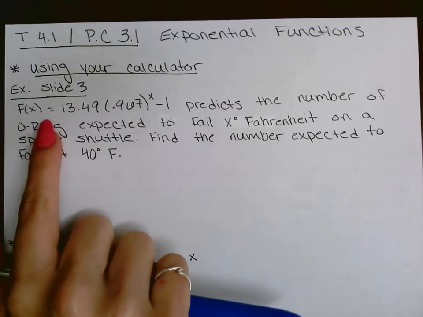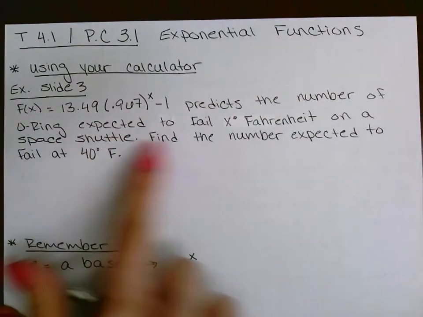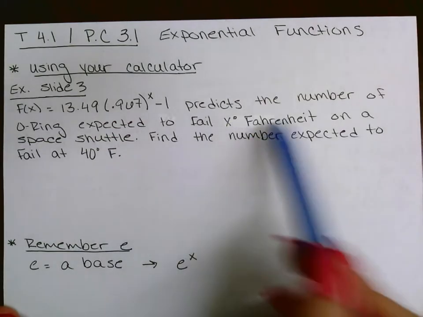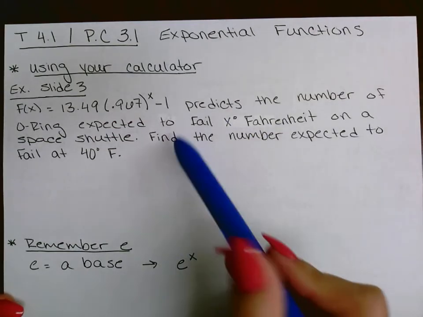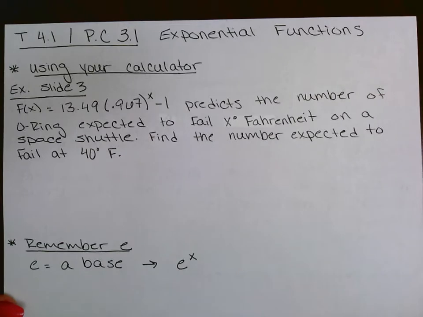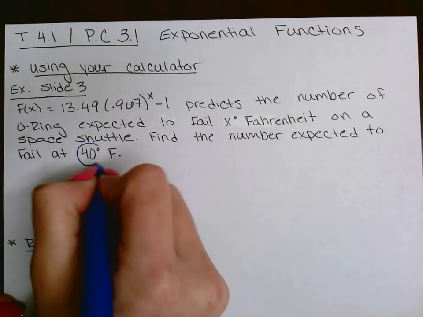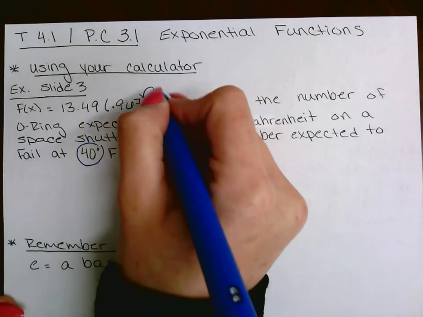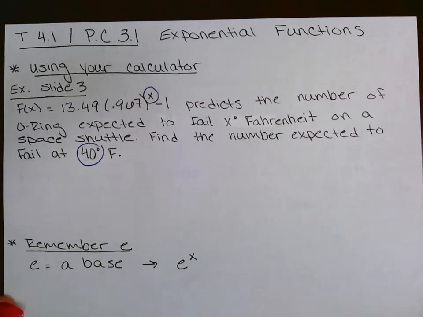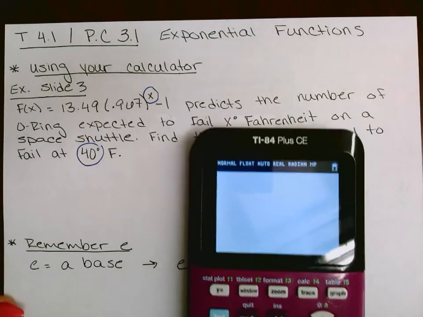It says that this function f of x predicts the number of O-rings expected to fail at x degrees Fahrenheit on a space shuttle. Find the number expected to fail at 40 degrees Fahrenheit. So all you're going to do is plug in this 40 into your x. Okay? So let's take a look at our calculators.